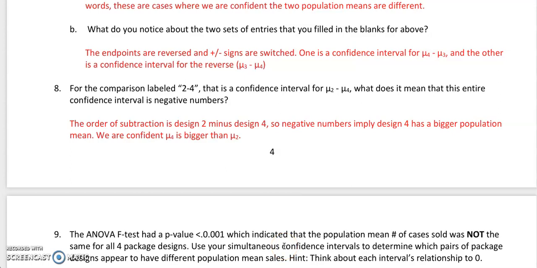We're going to wrap up Note 16 by looking at how we can put these confidence intervals together into one cohesive thought as a whole. In the ANOVA F-test that we did back in Notes 15, we had a really small p-value. And this indicated to us that the population mean number of cases sold was not the same for all four package designs. What we want to do with our simultaneous confidence intervals is to take that a step further and say, okay, well, which package designs do we think have different population means?